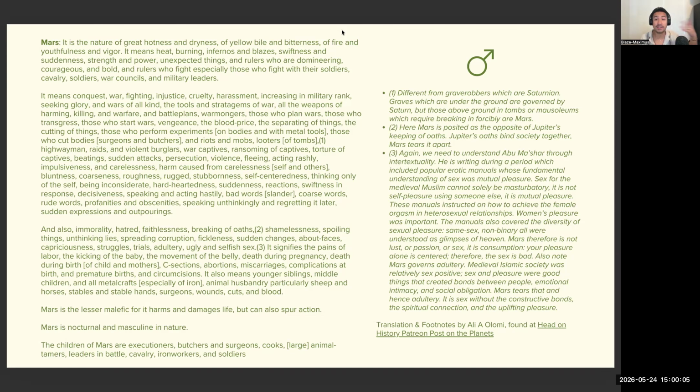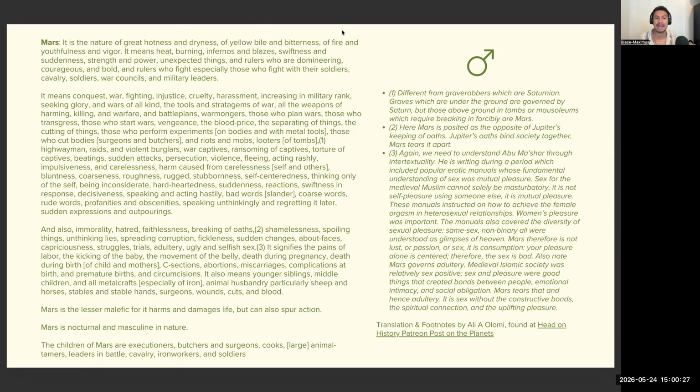They would understand all sex: gay, lesbian, non-binary, heterosexual, all Venusian. But the moment that it becomes selfish, the moment it becomes masturbatory, the moment it is done outside of the social contracts and obligations that we have to each other, it becomes Martian. So that's very important here.